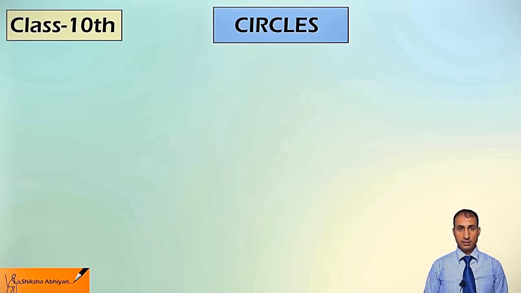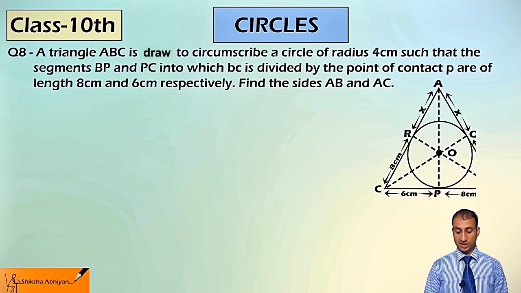Student, see the question. A triangle ABC is drawn to circumscribe a circle of radius 4 cm such that the segments BP and PC, into which BC is divided by the point of contact P, are of length 8 cm and 6 cm respectively. Find the other sides AB and AC.